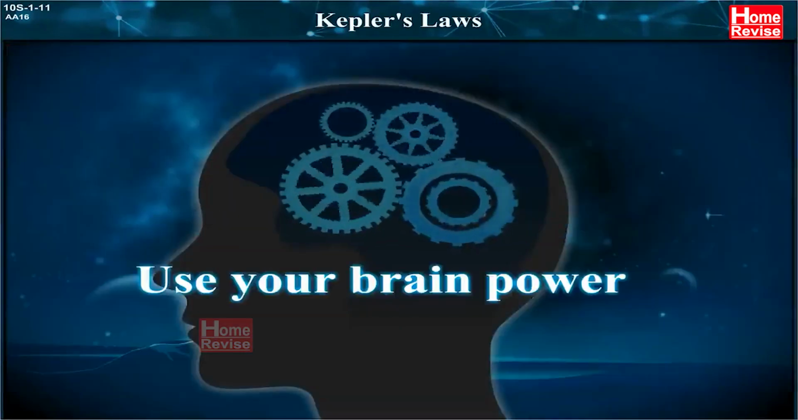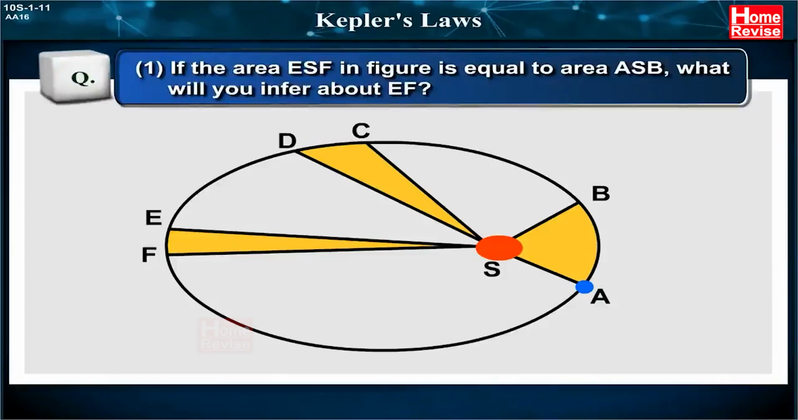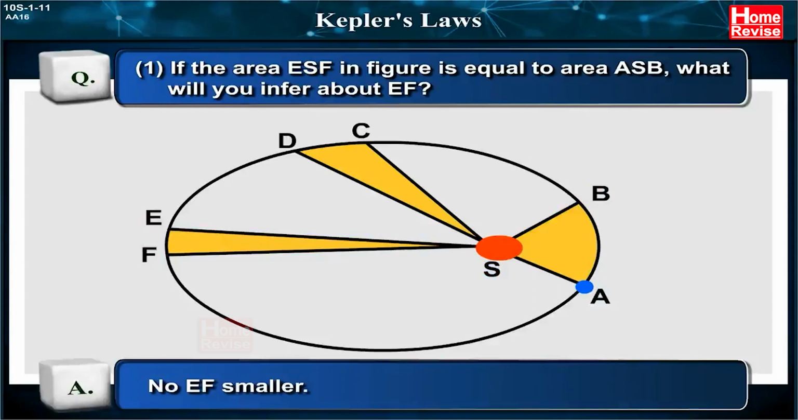Use your brain power. If the area ESF in the figure is equal to the area ASB, what will you infer about EF? No, EF is smaller.